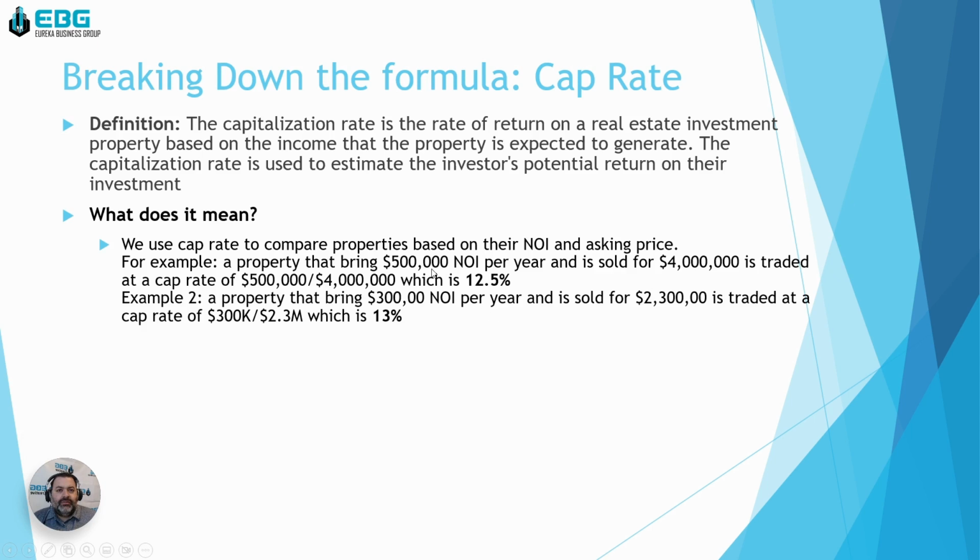Things like 2 different properties that generate the same NOI might have different cap rates, which will lead to different valuations. So in the examples we're looking at, if I have a $500,000 NOI from a property and it's being sold for $4 million, that's a 12.5 cap rate. But if I have $300,000 NOI, but I'm getting it at a $2.3 million purchase price, now my cap rate is 13%. So remember the formula, NOI divided by cap rate equals value. I can play around with the numbers. As long as I know 2, I can figure out the third.